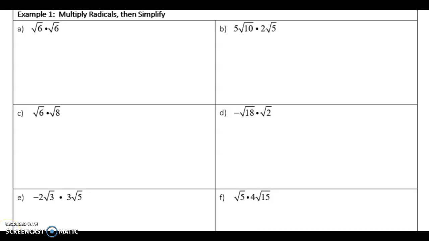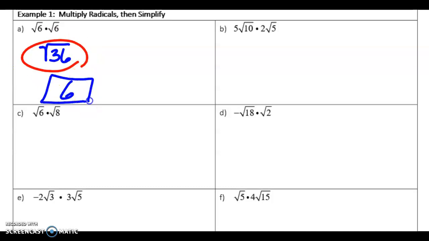Okay, so the first problem is just the square root of 6 times the square root of 6. If they're both under the radical, then you can multiply them. The square root of 6 times the square root of 6 is the square root of 36. And that actually is a perfect square. So the answer to the square root of 36, because it is a perfect square, is just an integer answer of 6. That is our answer.